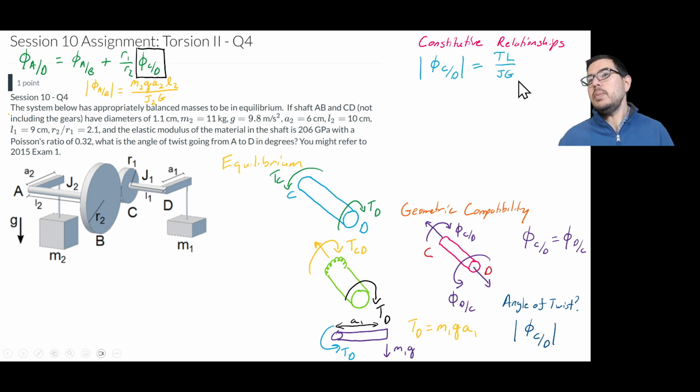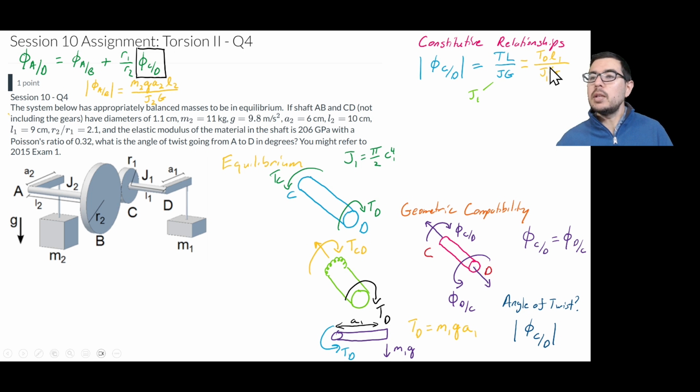A constitutive relationship that is helpful, and again, we did this in question 3, is TL over JG. It's a little bit different here, though, in that we have J1 describing the second moment of inertia, the polar moment of inertia, for this shaft CD. We have that expression using C1, which we'll call the radius of this shaft, which is going to be half of the diameter of the shaft, so that'd be 0.55 centimeters.